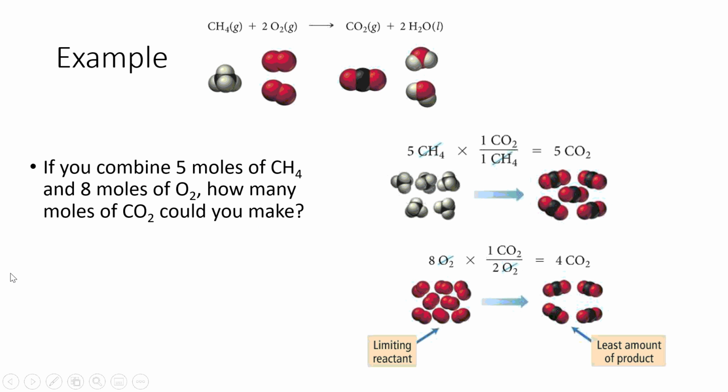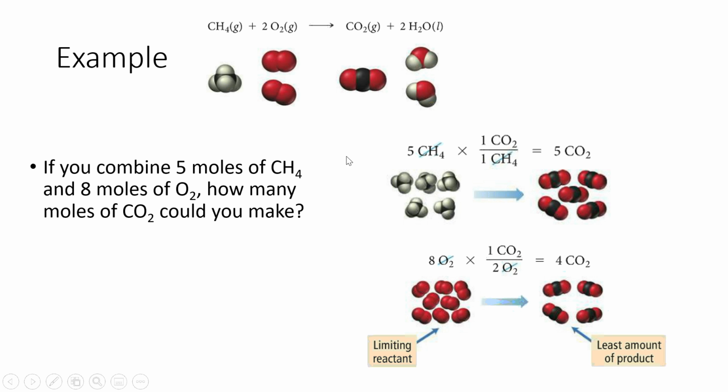Here's an example of this using a chemical reaction. So this is methane and oxygen gas combusting to make carbon dioxide and water. So you can think of this as a recipe for how to make CO2 and H2O. You can get it by combining 1 CH4 and 2 O2s. That'll make 1 CO2 and 2 H2Os.